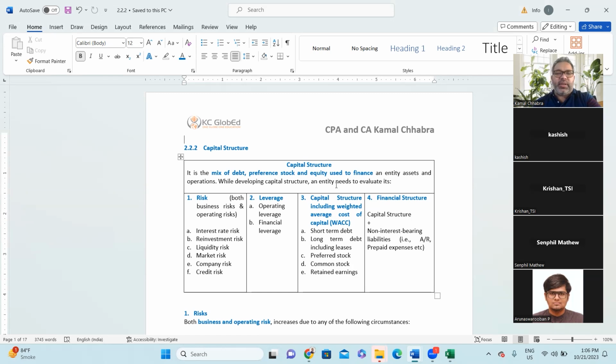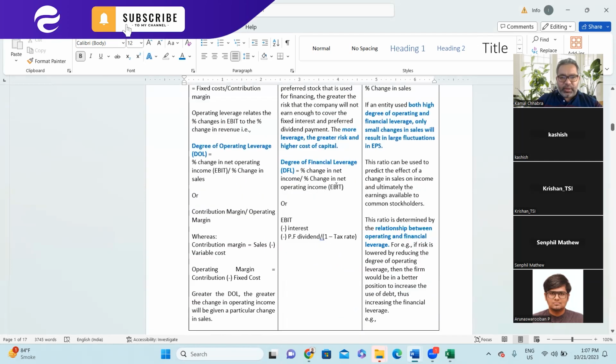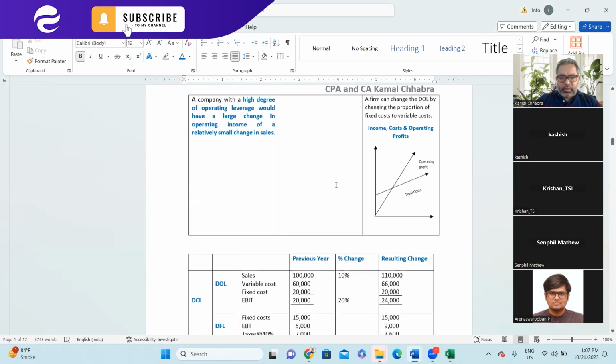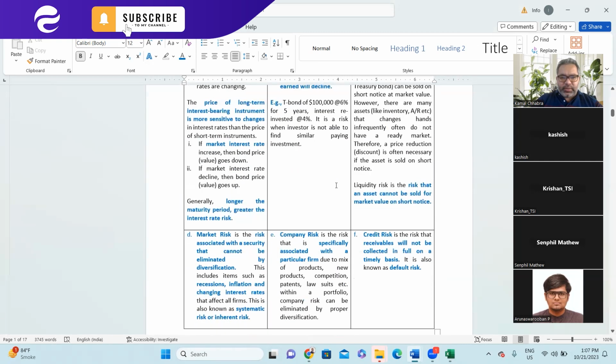So now we will be starting the leverage. In leverage, we'll be understanding in detail about operating leverage and financial leverage both. And then if time permits, we'll jump onto the third topic as well, which is capital structure, including weighted average cost of capital. And then financial structure, we'll be able to do it tomorrow, right? So if you go back, these are all the things we have covered so far, so we have covered till this risk.